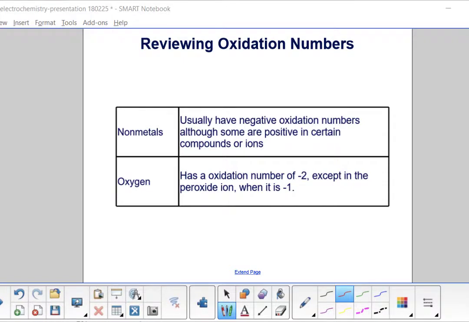Nonmetals usually have negative oxidation numbers, although some are positive in certain compounds or ions. And oxygen has an oxidation number of -2, except in the peroxide ion when it is -1.